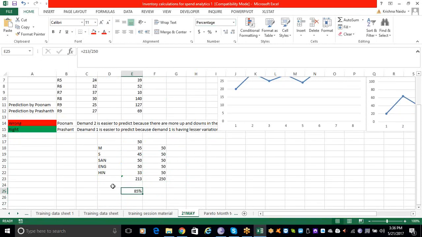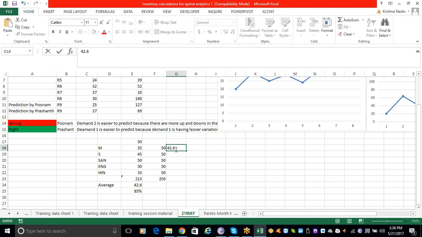And what is the average score? 213 divided by 5. 42.6. So what is the meaning of this? If we have scored 42.6 as an average score, what is the meaning of this? This means per subject, my score was 42.6 out of 50. Am I right?